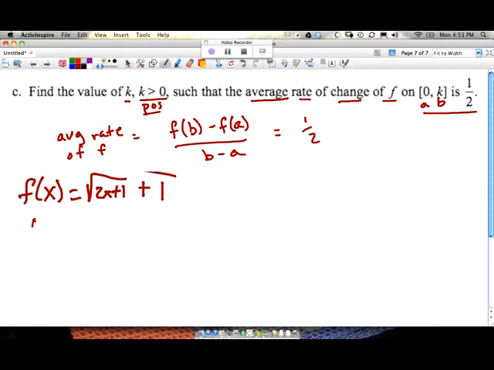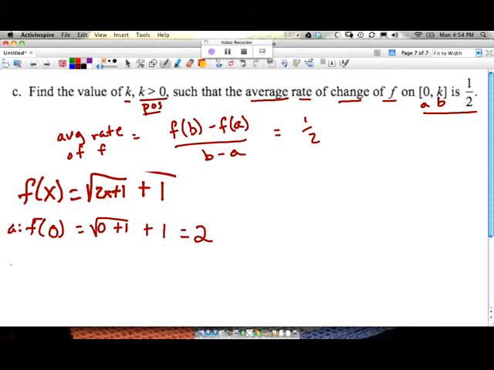There's f of x. What would f of 0 equal then? F of 0, if we plug in 0, that's going to be the square root of 0 plus 1, and we got another plus 1. And that's going to equal 2. All right? And that's for my a.